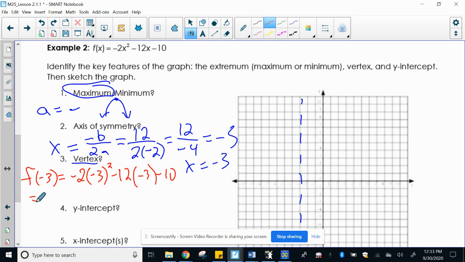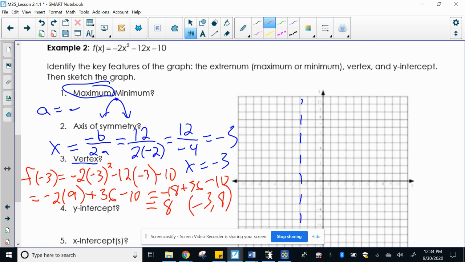A little messier algebra. If I didn't have a calculator here, remember I'd have to take care of this exponent first. So I'd have negative 2 times negative 3 squared, which is positive 9. Then negative 12 times negative 3 would be plus 36, and minus 10. Negative 2 times 9 is negative 18, plus 36 minus 10. So I wind up getting 8. My point is going to be at negative 3, comma 8.